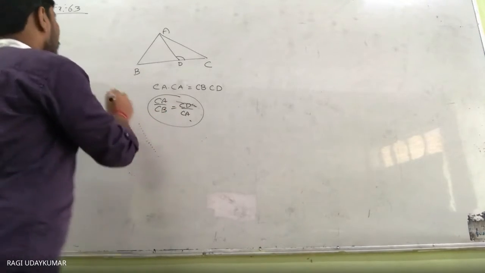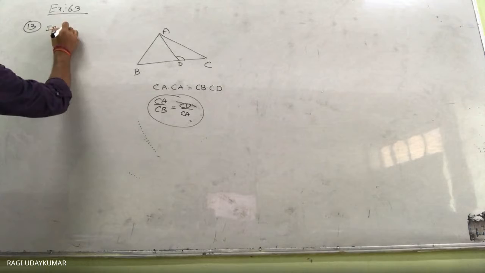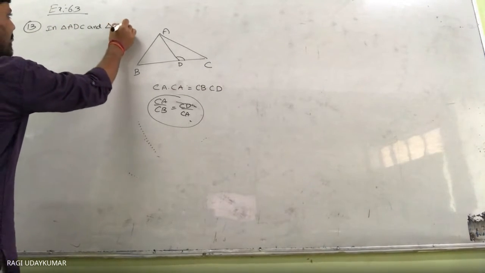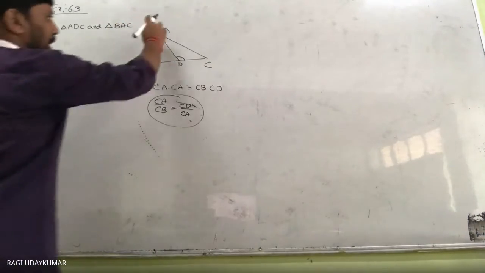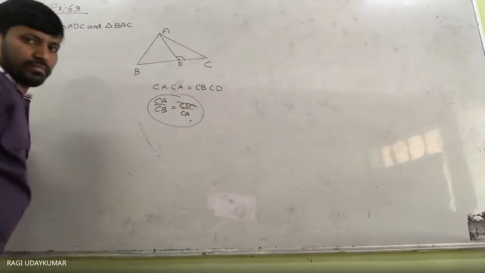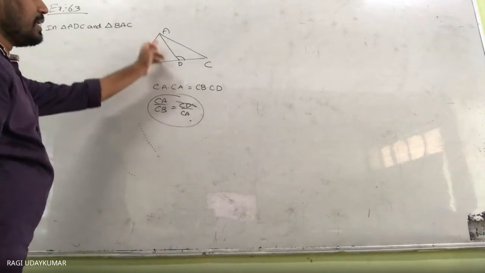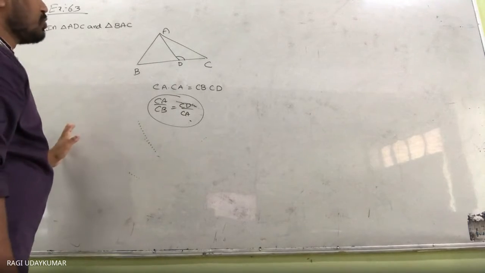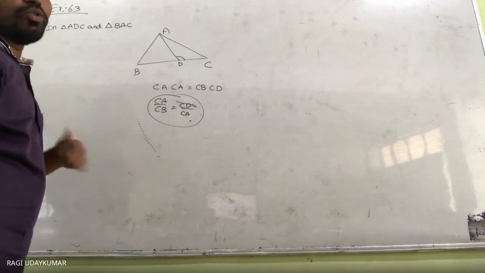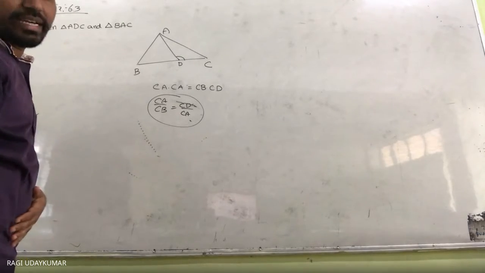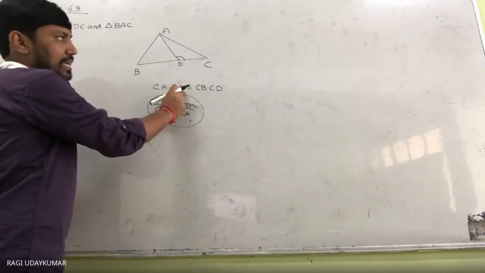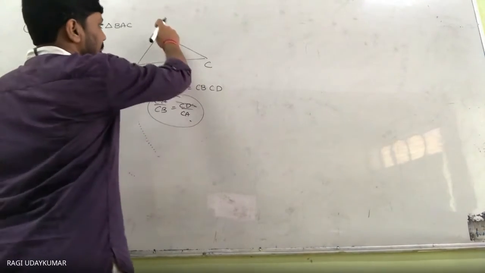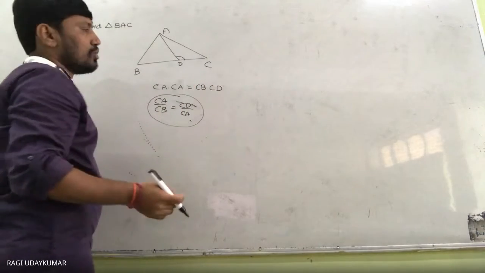Here, if you observe, in triangle ADC and triangle BAC, these two triangles we need to take into consideration. You may have a doubt, sir, how do you know that only these two triangles are to be taken into consideration? Because CA square is asked, so CA should be there in both the triangles, as a side.